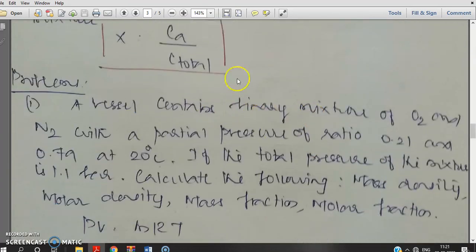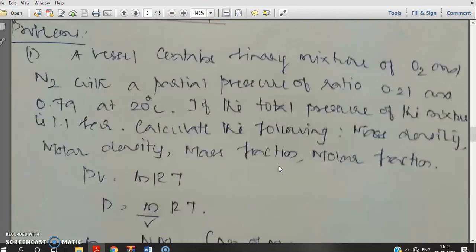Now we are going to solve the problem. A vessel contains a binary mixture of oxygen and nitrogen with a partial pressure ratio of 0.21 and 0.79 at 20 degrees centigrade. If the total pressure of the mixture is 1.1 bar, calculate the following: mass density, molar density, mass fraction, and the molar fraction.